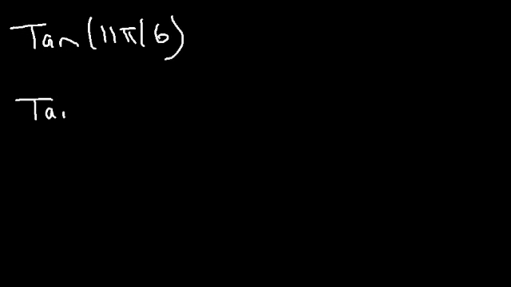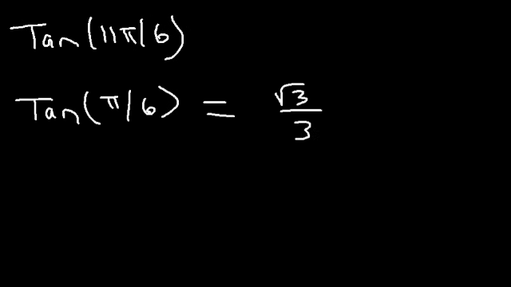Let's try this one. Tangent 11 pi over 6. So what is the reference angle of 11 pi over 6? The reference angle is simply pi over 6. And pi over 6, we know it's 30 degrees. Tangent 30, we did that already. That's root 3 over 3.